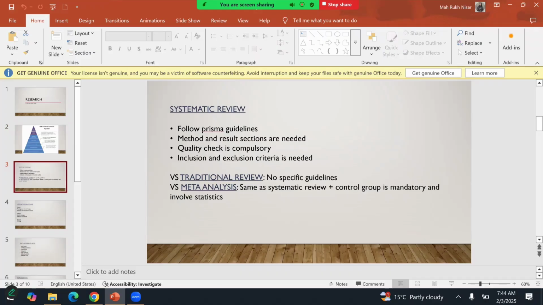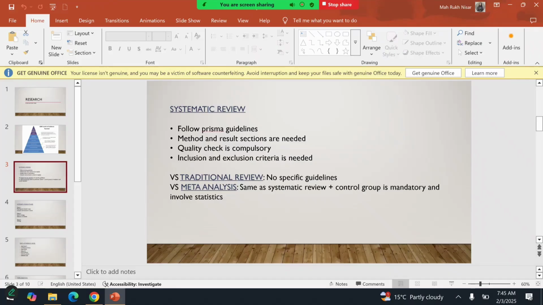So what is a systematic review? As I told you earlier, in a systematic review, we search already published databases and we select high quality articles, and then we make a conclusion from those articles on the specific research topic we have. For writing a systematic review, there are specific guidelines. We call them PRISMA guidelines. I will share the PDF of the PRISMA guidelines with you. There is a simple checklist, and then there is an expanded checklist in which the previous one is explained in detail.